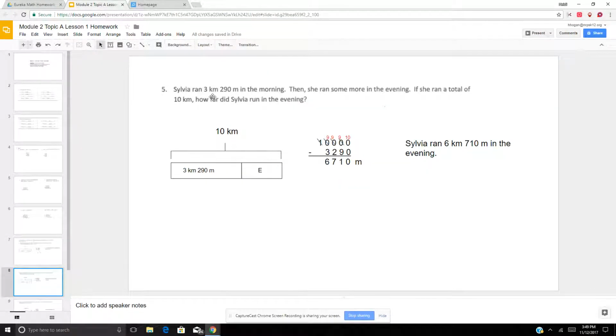Sylvia ran 3 kilometers, 290 meters in the morning. Then she ran some more in the evening. She ran a total of 10 kilometers. So we have to subtract. So 10 kilometers is 10,000 meters. And we're subtracting 3,290. And when you subtract, you get 6,710 meters. 6,000 would be 6 kilometers, and 710 meters is left over. So Sylvia ran 6 kilometers, 710 meters in the evening.